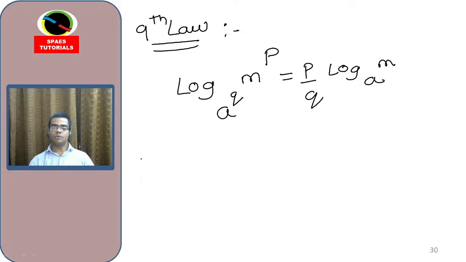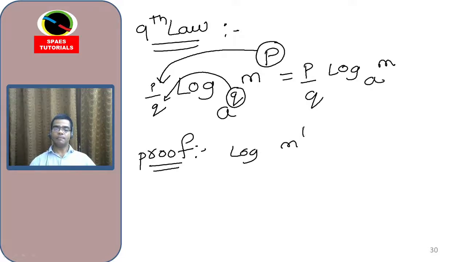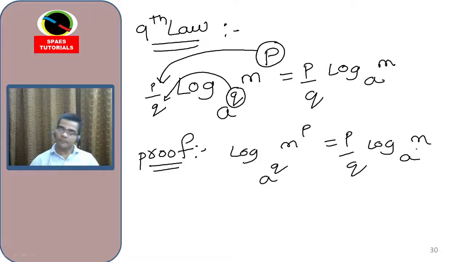This proof is very simple. We are not going in depth about this proof. Why? I already told you that when the power is there for m, it will come as a multiplying factor, and when the power is there for the base, it will come as 1 by that number. So the same thing happened here. P comes, Q comes. So we can write log m power p and a power q directly as p by q log m base a. This much should be clear.